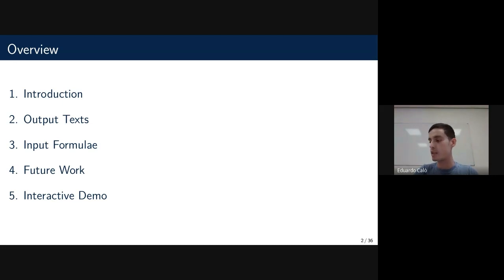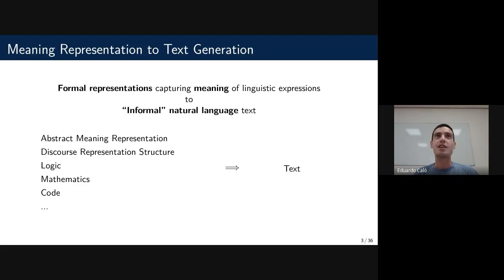And then I will mention some future work and paths that can be explored and that I have already started exploring. And then I will end up with an interactive demo, which unfortunately I didn't have time to Dockerize, so you cannot use it, but I can use it, and we can play together, let's say. So let's start with the introduction.